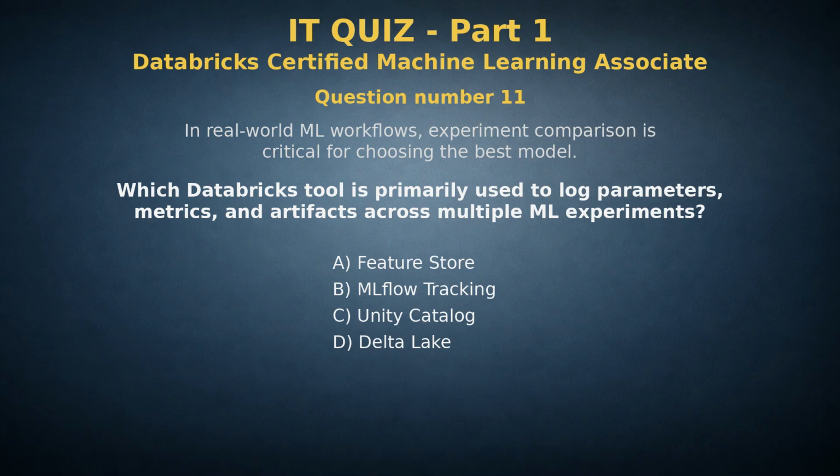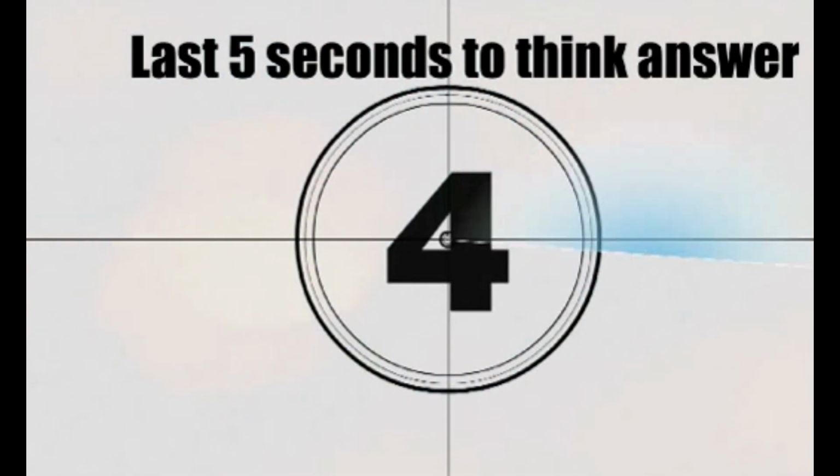Which Databricks tool is primarily used to log parameters, metrics, and artifacts across multiple ML experiments? A. Feature Store. B. MLflow Tracking. C. Unity Catalog. D. Delta Lake. The answer for question 11 is B. MLflow Tracking. MLflow Tracking records parameters, metrics, and artifacts across experiments, making it easy to compare and select the best performing ML model.